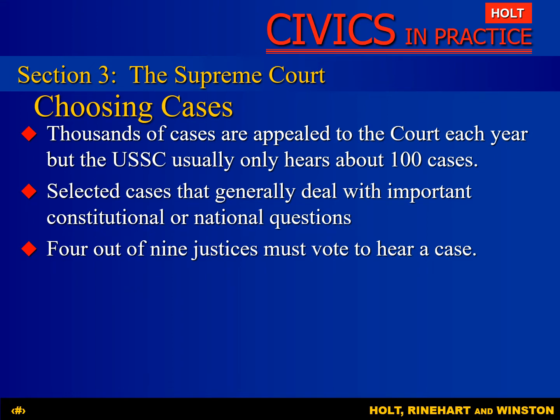In order for a case to make it to the Supreme Court, 4 out of the 9 justices on the court must vote to hear the case. So of all the thousands of cases that are appealed, every case is looked at by the justices, and then at least 4 of the justices must say, we think that's an important case, we should listen to that.